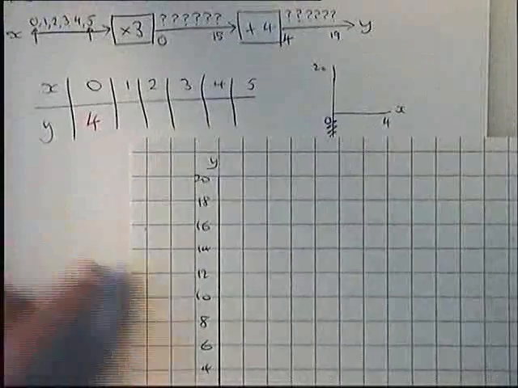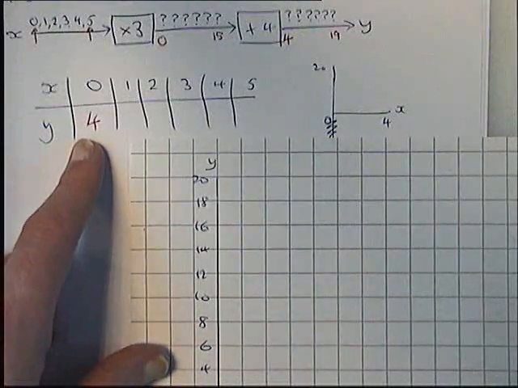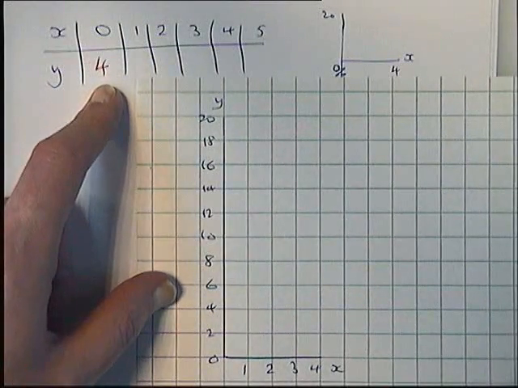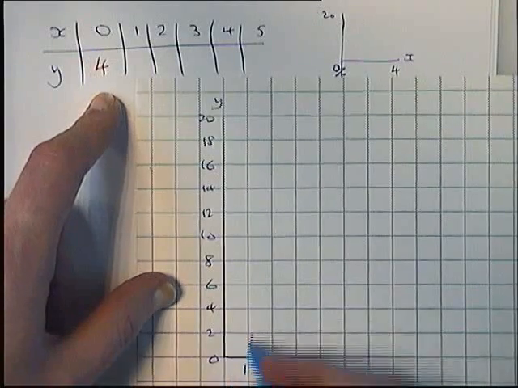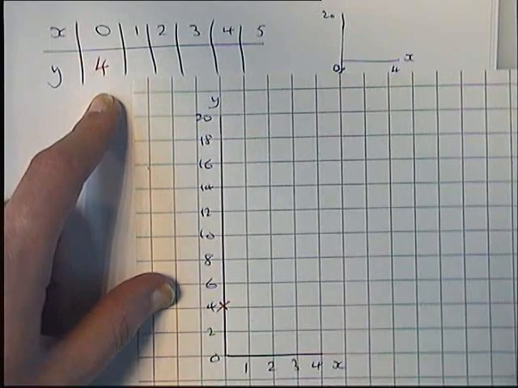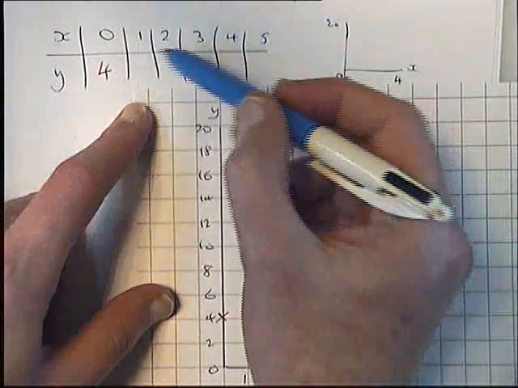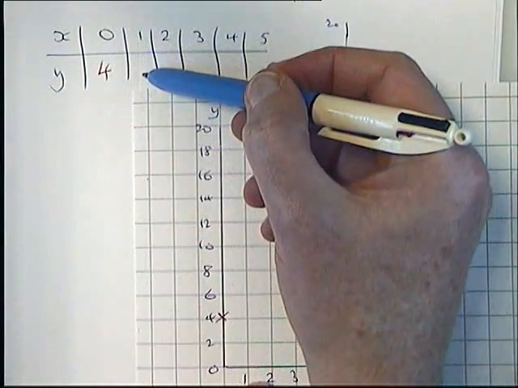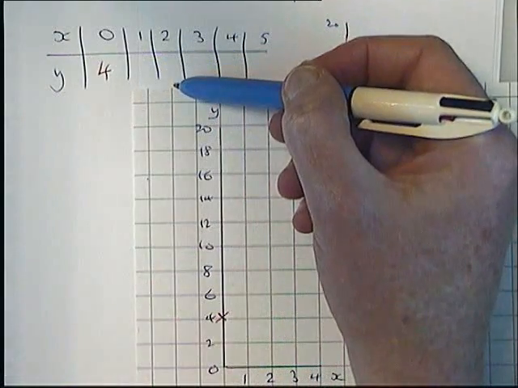So what do I know so far? Well, I've just worked out earlier on that my first point is going to be x is 0, y is 4, which means along nothing and up 4. So I can put that point in. If you finish this off, you'll get the other numbers to go here. So 1 along, you'll know how many to go up. 2 along, you'll know how many to go up.